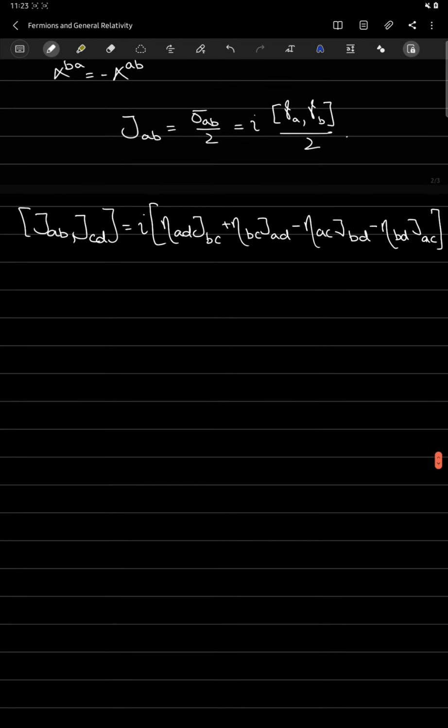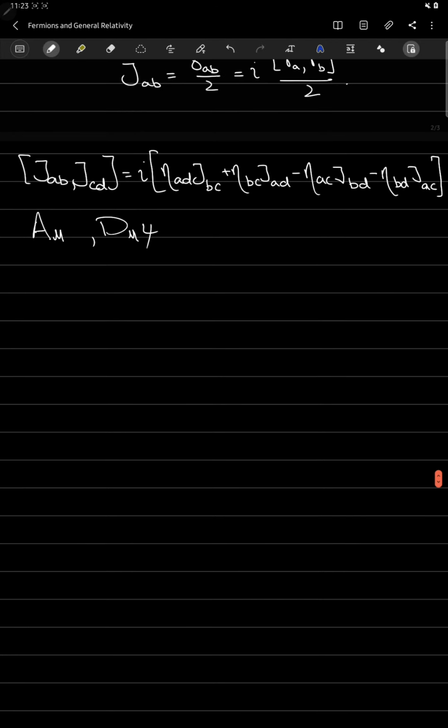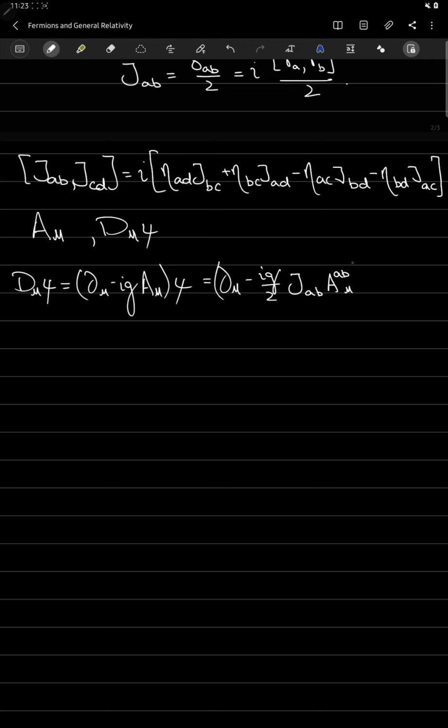So let me introduce a gauge field A_mu, right? And also a covariant derivative D_mu on psi, such that this covariant derivative D_mu on psi is equal to partial_mu minus i g A_mu times psi, which is then equal to partial_mu minus i g over 2 J_ab times A_ab_mu, and psi. So over here, by the way, this g is your coupling constant, right? And the rest of the terms, we already know what they are.